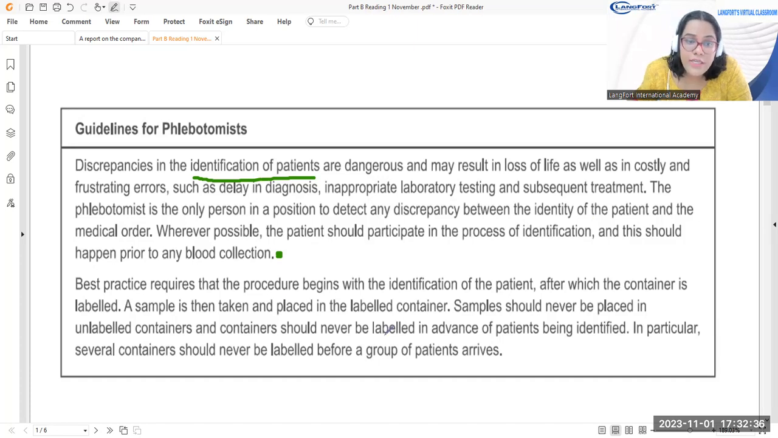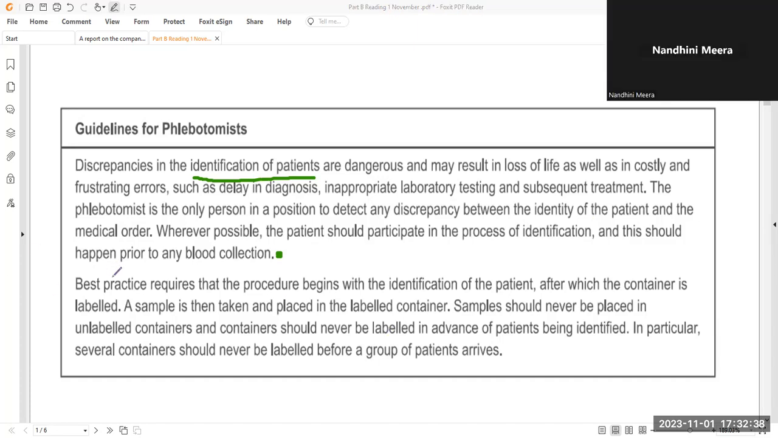I need your full attention. Here we go, Nandini. Please start. Yes, ma'am. Best practice requires that the procedure begins with the identification of the patient, after which the container is labeled. A sample is then taken and placed in the labeled container. Samples should never be placed in unlabeled containers, and containers should never be labeled in advance of patients being identified. In particular, several containers should never be labeled before a group of patients arrives.